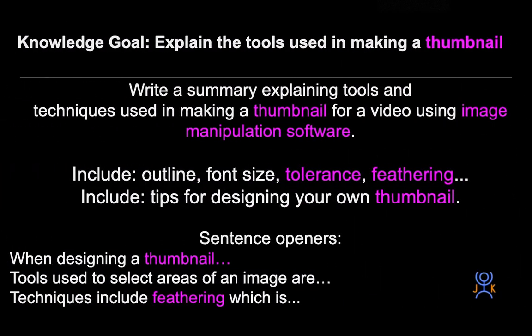Right, so your task is to write a summary explaining the tools and techniques used in making a thumbnail for a video using image manipulation software. I've suggested that you could maybe use these words: outline, font size, tolerance, feathering, and you could also include tips for designing your own thumbnail.